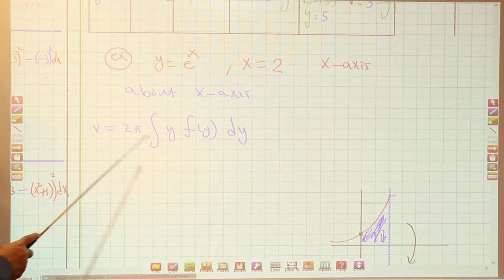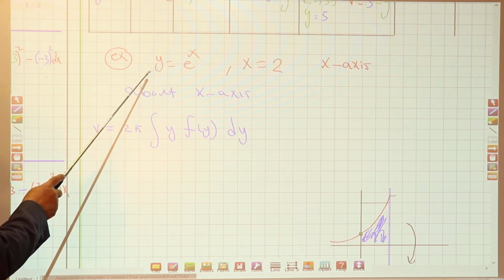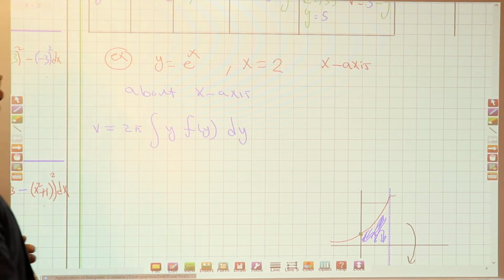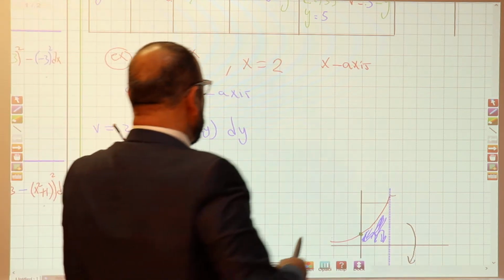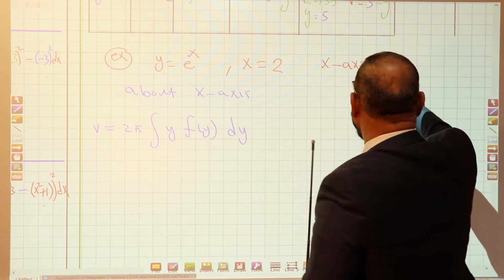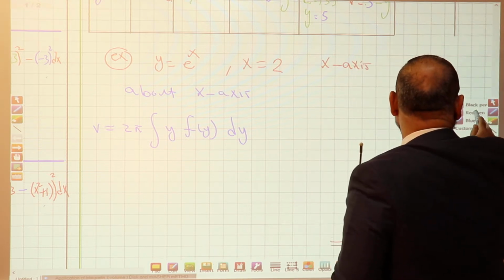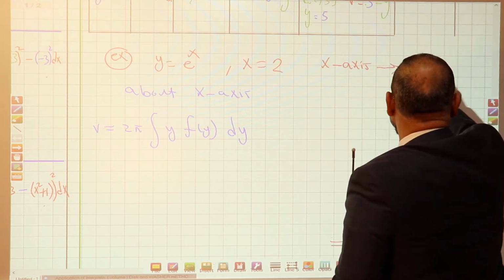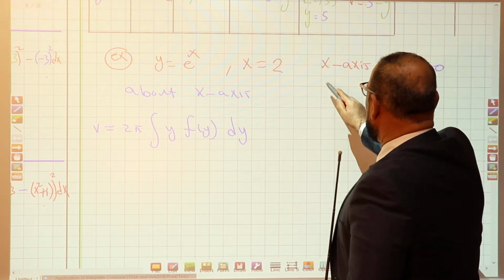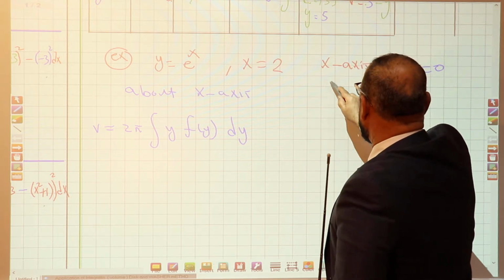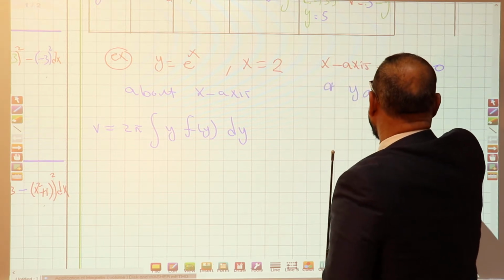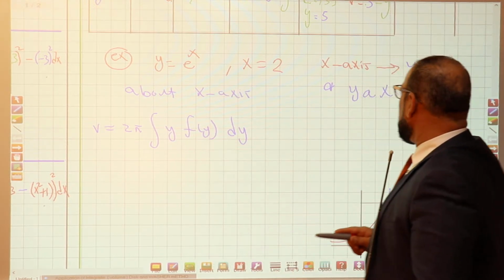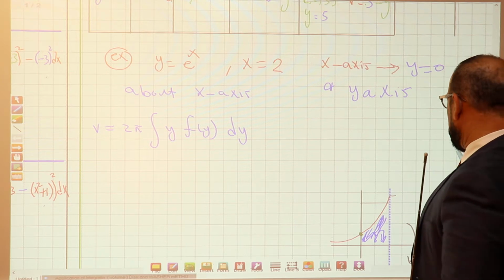I have one function, but the function is given as y equals e to the x, so I need to solve it in terms of y, in terms of x. The x-axis means y equals 0. The first thing is to solve this function for y.